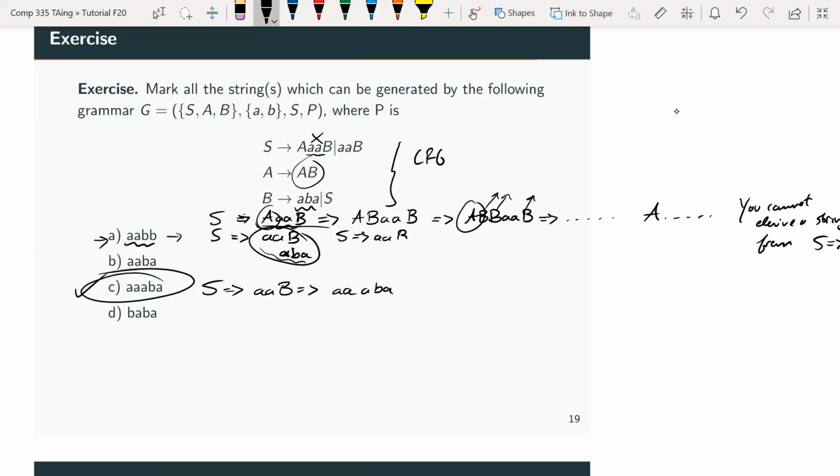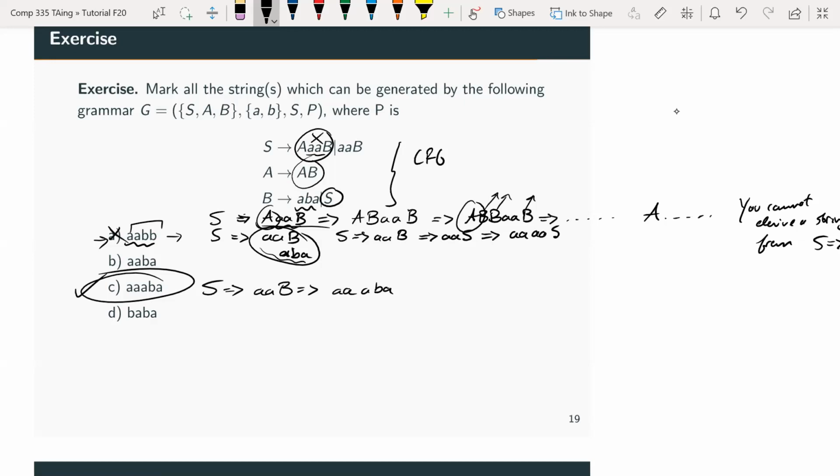What if I use the other one here? If I replace this with S, I get AAS. Again, I don't want to use this guy because I'm just going to be stuck with that variable A. So I need to replace it with AAS. And well, I see I've kind of passed my number of A's here. So that's not going to work. I'm going to be stuck with not being able to generate AABB.